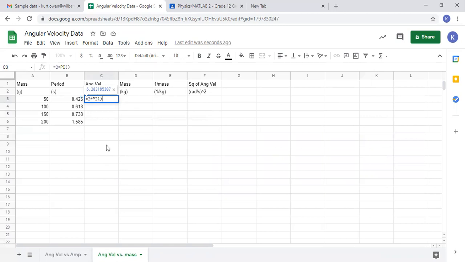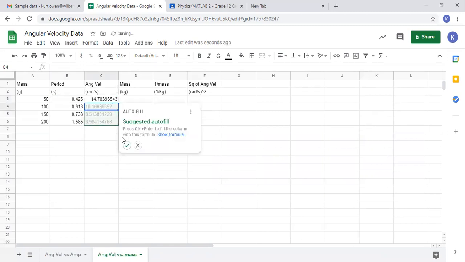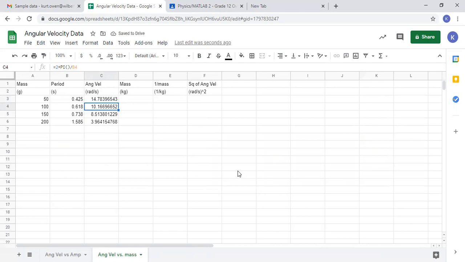So you could type in 3.14. That would be good enough. But if you want to use more digits of pi, you do the pi of, and you don't need to put any number in for the argument because it's just pi. All right, but that's the wacky, weird way that we put it in here. And then you divide that by the period. And then it's just to autofill. All right, and now I have numbers.